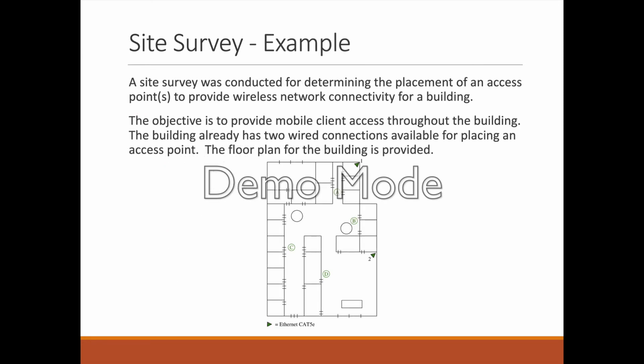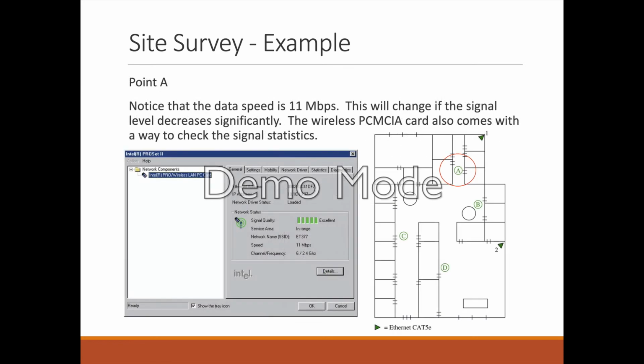Here's an example of a site survey that was conducted by determining the placement of an access point to provide wireless network connectivity in a building. You can see here you have different pinpoints, and the objective is to provide a mobile client access throughput. The building already has 2 wired connections available for placing an access point. The floor plan for the building is provided. These are important to identify where there's going to be a conflict and how you get over the conflict. At point A right here, the data speed is 11 megabits per second. This will change if the signal level decreases significantly.